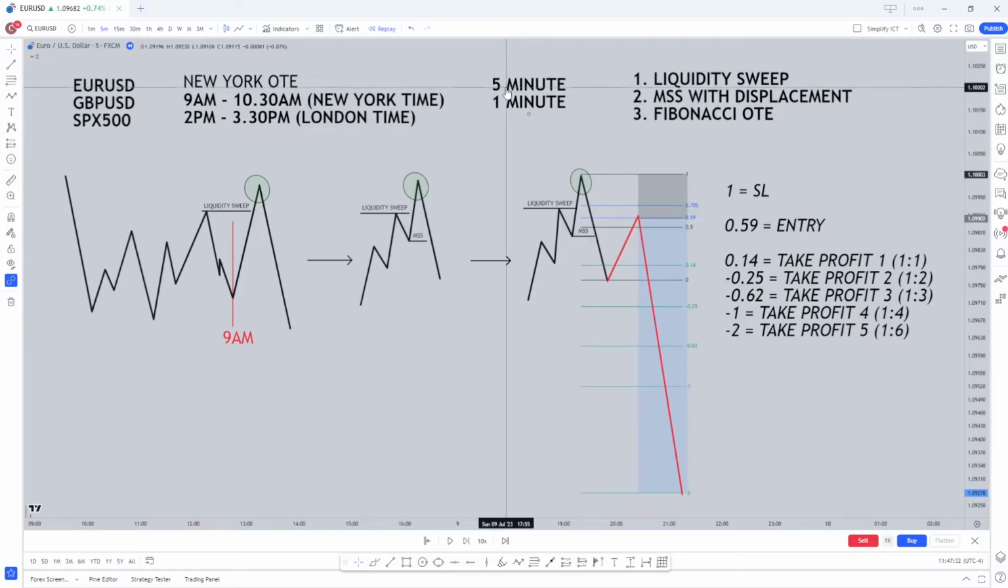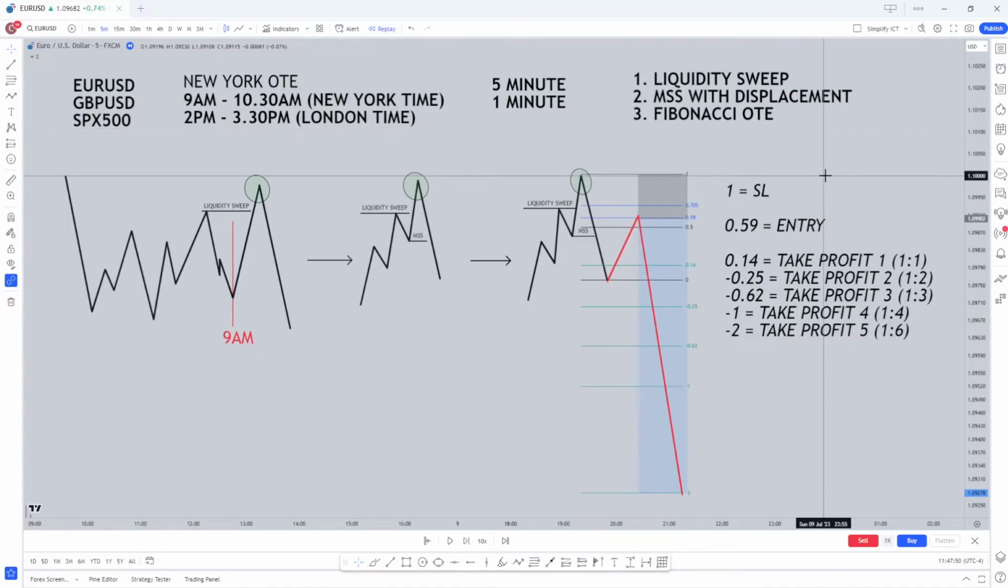The time frames we're going to be flicking to and from are the 5 minute and 1 minute. However, there's no daily bias at all, so it's really easy, guys. The setup we're going to be trading is a liquidity sweep on the 5 minute, market structure shift with displacement, and Fibonacci optimal trade entry all on the 1 minute. I'll show you this in live market examples, so stick to the end.